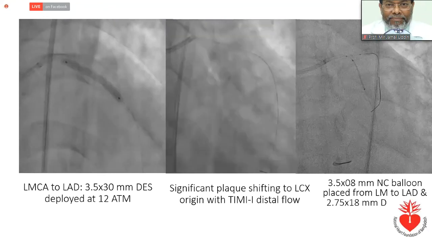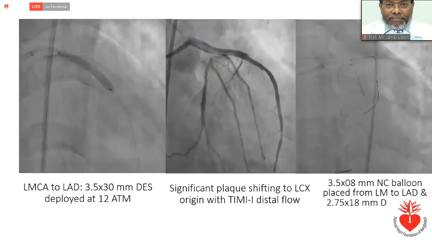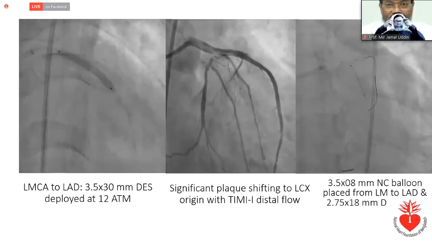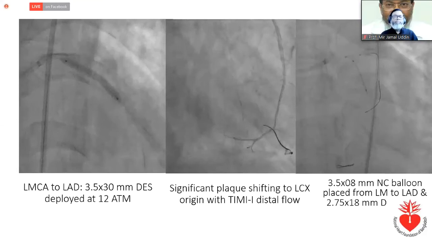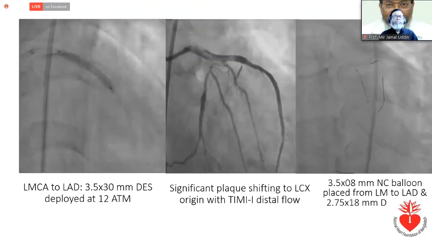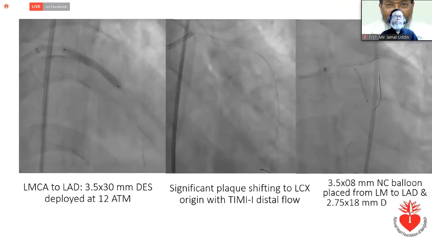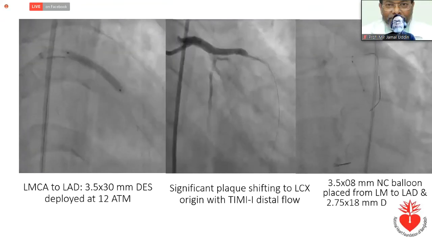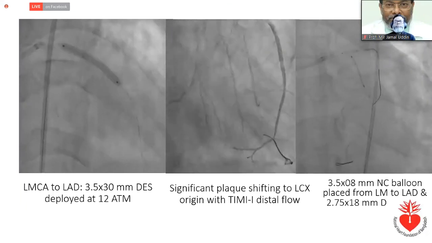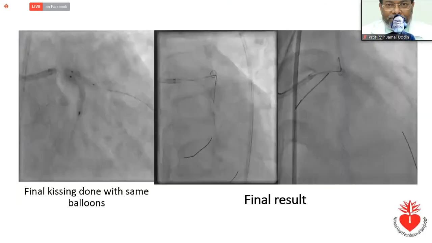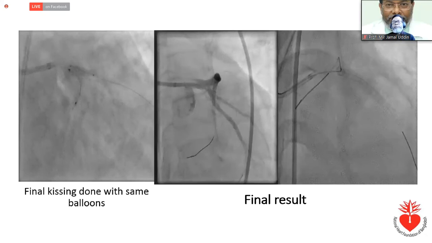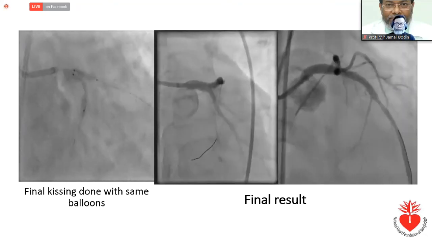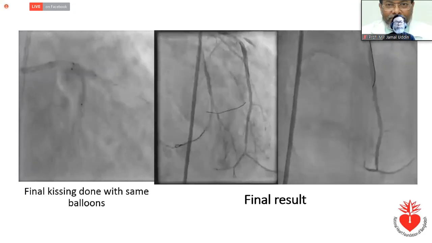After stenting, we noticed that there was significant plaque shift into the LCX with TIMI 1 flow. So we knew that we would have to switch to a double stent strategy. And as the angle was suitable, we opted for a TAP technique. So we placed a balloon in the LAD and took our stent for the LCX. We deployed a stent, we did final kissing, we did proximal optimization, and our patient survived and is doing well.